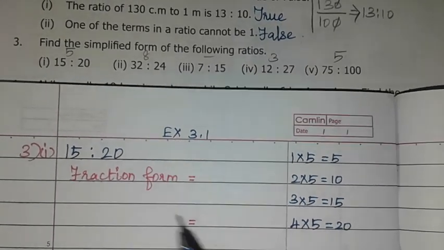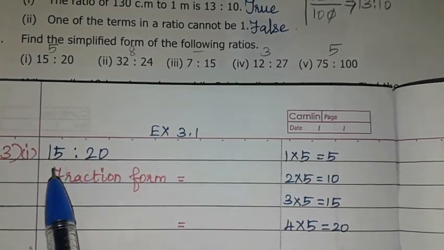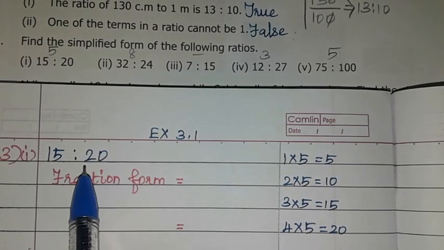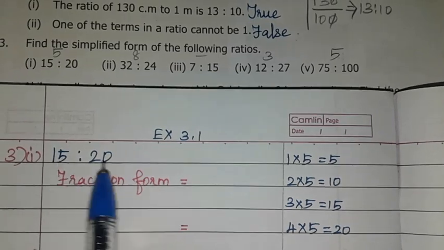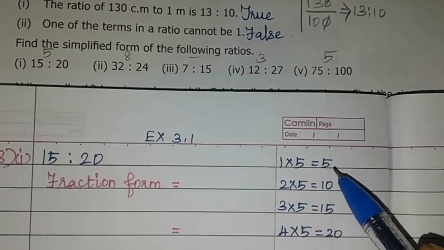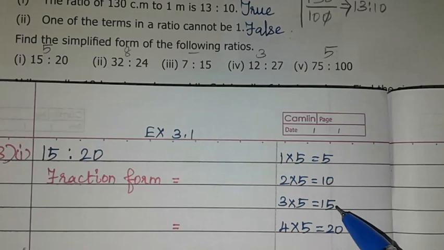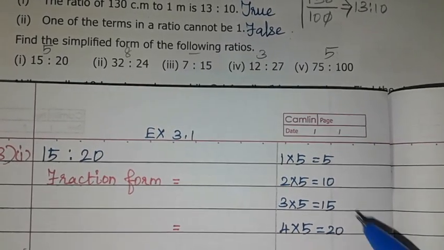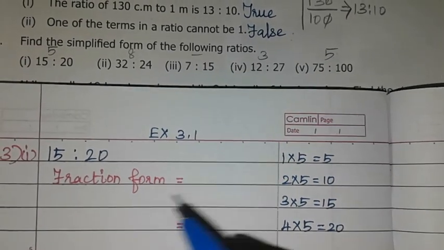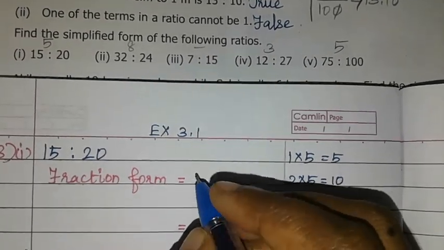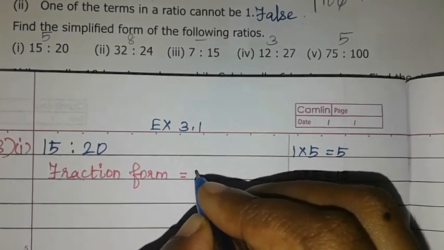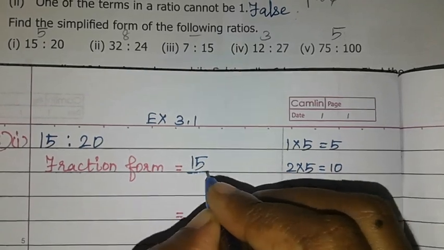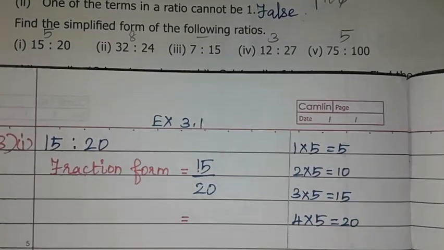The first one, 15 is to 20. See, this number 15 and 20 are present in which table? Both numbers are in the 5th multiplication table, you are getting 15 and also 20. So now I am going to use this result here. The ratio 15 is to 20 can be written in fraction form as 15 by 20.